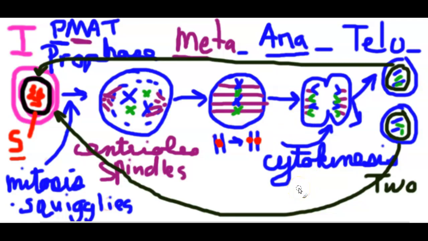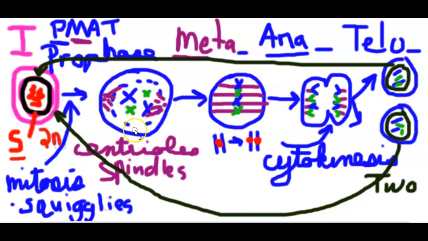So in anaphase, dyads are going to become monads. Cytokinesis is continuing. You end up with two different cells. Chromosome number has not changed, but notice the chromosomes are monads. So these are genetically identical to each other and to the original. This is diploid.